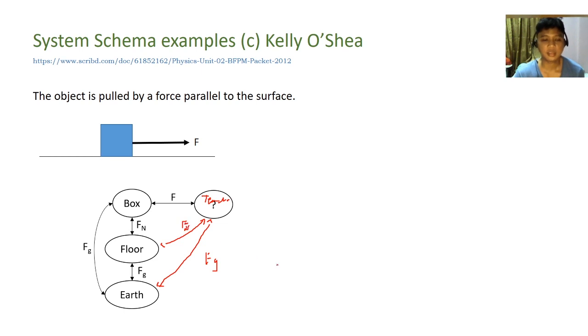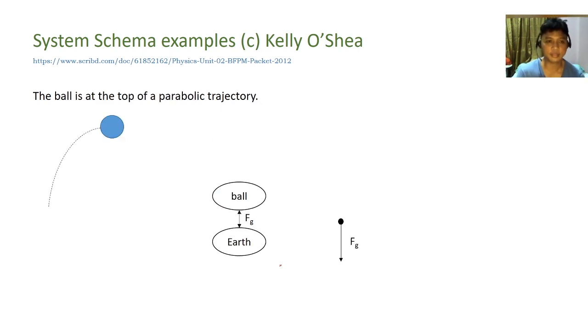But can you guess what our system is? What we are focusing on? You're right, it's the box. So we draw our dashed lines around the box. And we see that there are no internal forces, but there are three external forces: the pulling force, the normal force, and the gravitational force. And so we draw our free body diagram as follows. Pretty easy, right? This is probably the last example for system schemas.